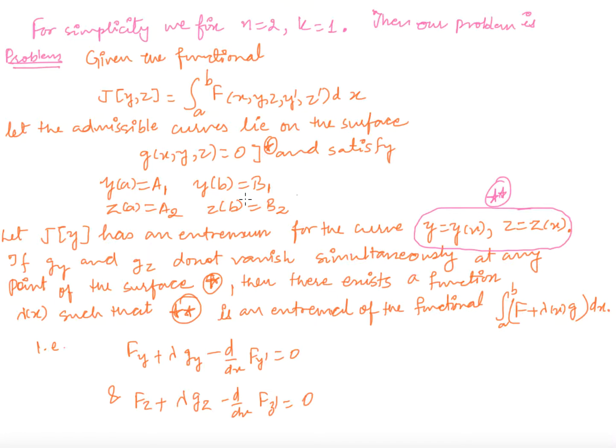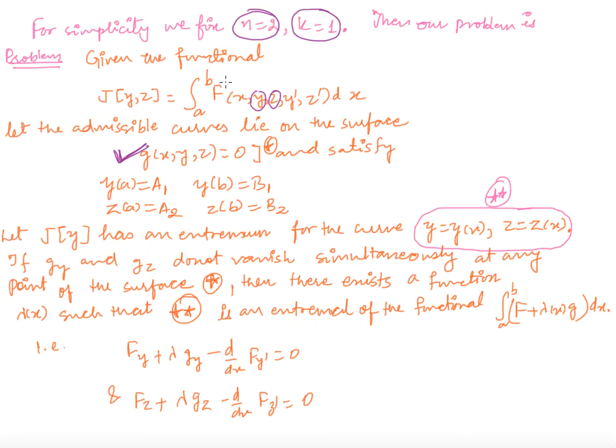So let us define our problem. Basically this is a theorem. For simplicity, I am taking only n is equal to 2, that is I am considering only y1 and y2. I am calling y1 and y2 as y and z. And k is equal to 1, which means that there is only one finite subsidiary condition. You can always generalize these things.